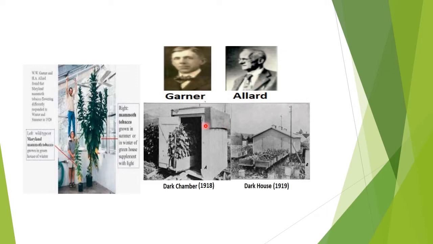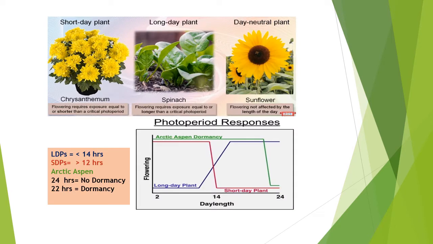It was a basic discovery which led to the multi-crore chrysanthemum flowering industry, because you could get the flower at your desired season because of these manipulations of their photoperiods. So we now have short day plants, long day plants, and day neutral plants also.